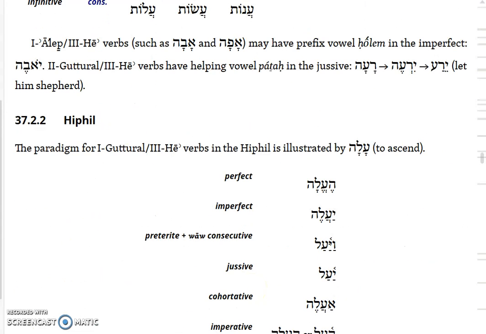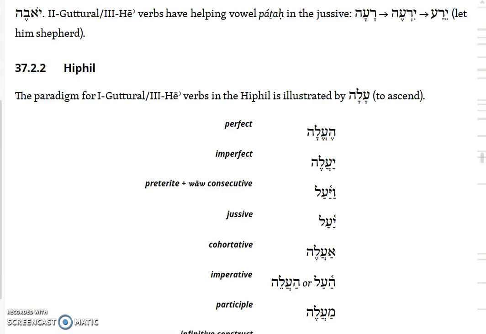Moving on to the hiphil, using alah as our paradigm, the third masculine singular hiphil perfect is he'elah. Kamatz hey because of the third hey, and the hataf segol and the segol because of the first guttural. The imperfect will be ya'aleh. Now ya'aleh actually presents a problem. You started off with an a vowel, a patah under the yod, and then you try to put a shava under the ayin, and it ends up being a hataf patah.